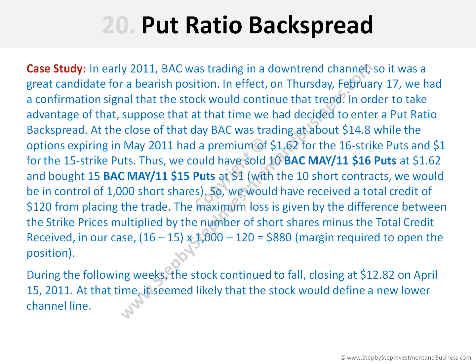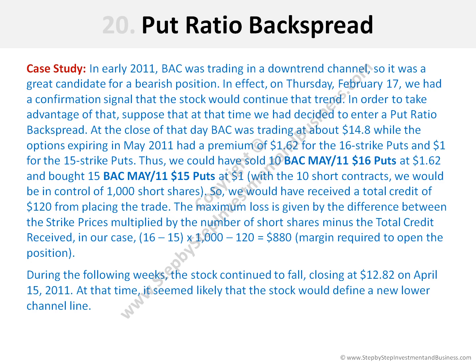As we said, in early 2011, Bank of America was trading in a downtrend channel, so it was a great candidate for a bearish position. In effect, on Thursday, February 17, we had a confirmation signal that the stock would continue that trend. In order to take advantage of that, suppose that at that time we had decided to enter a put ratio backspread. At the close of that day, Bank of America was trading at about $14.8, while the options expiring in May 2011 had a premium of $1.62 for the 16 strike puts and $1 for the 15 strike puts.